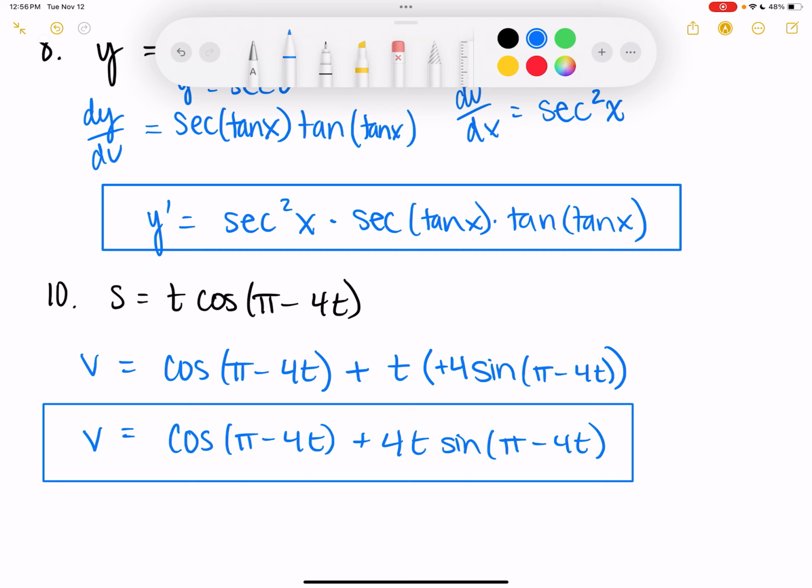I wish we could factor out a pi minus 4t. Yeah, but you cannot.